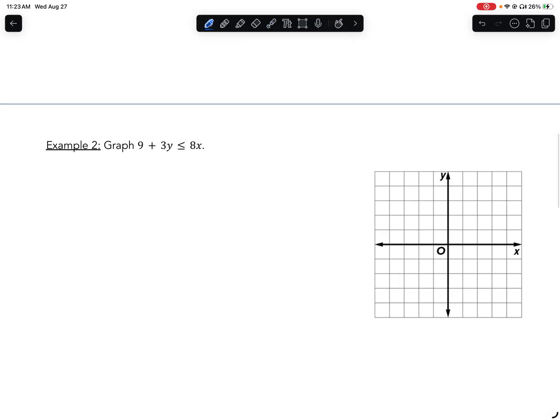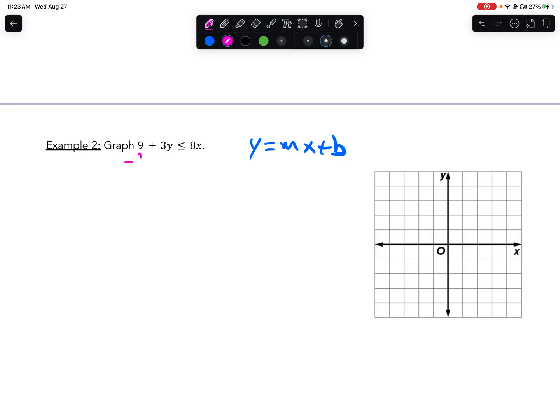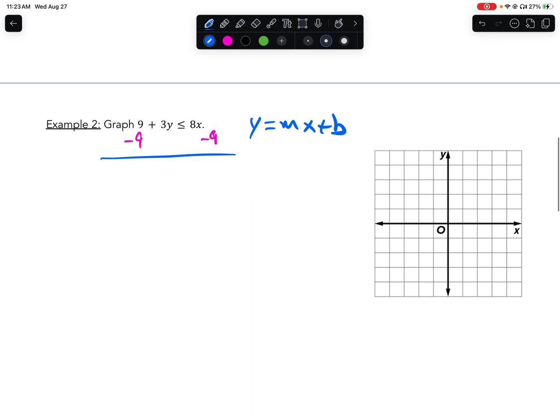Next example, example 2. Again, I'm thinking about getting this into y equals mx plus b format. So when I do that, I have to get the y by itself on the left side of the equal sign. So to do that on this problem, I'm going to subtract 9 from both sides. I get 3y is less than or equal to 8x minus 9. Last step, I need to get rid of the 3. I get rid of whatever's in front of the variable. I do that by dividing each and every part by 3.